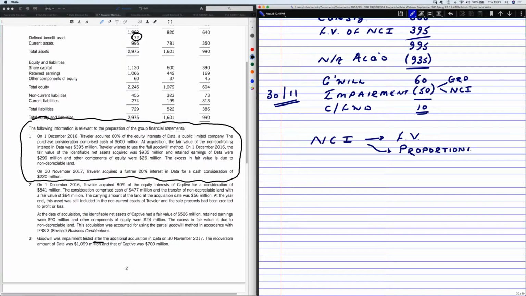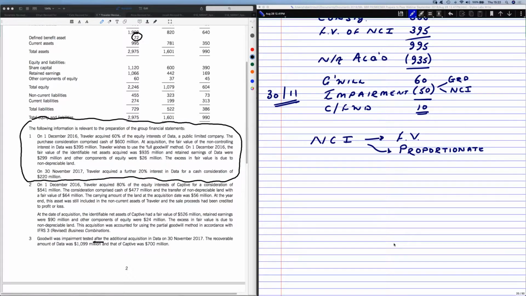Because I want you to, in effect, look at this question and identify the policy for the NCI, and then think about what the difference would be if the policy was proportionate. Okay? So, first of all, what is the policy for the NCI in this question? Yes, clearly, it's fair value, isn't it? Because the goodwill is being measured on the full goodwill method. So you're absolutely right. It is fair value.